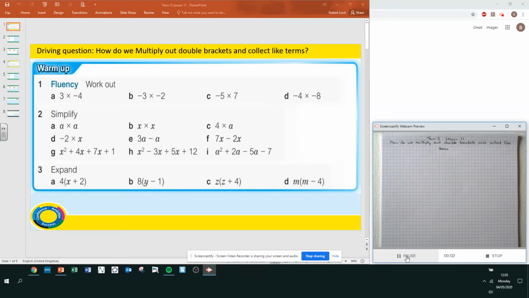Welcome to Term 5, Lesson 11. How do we multiply out double brackets and collect like terms?